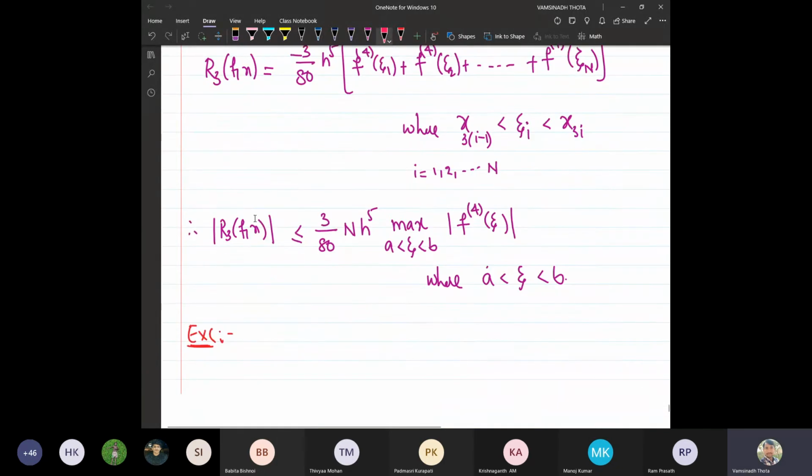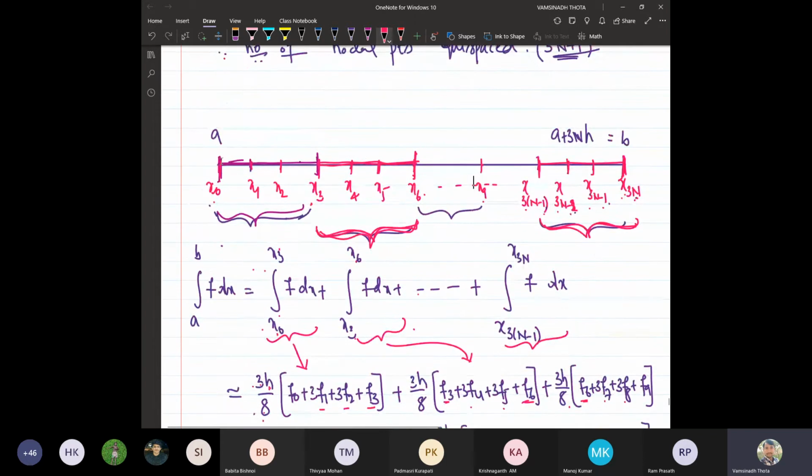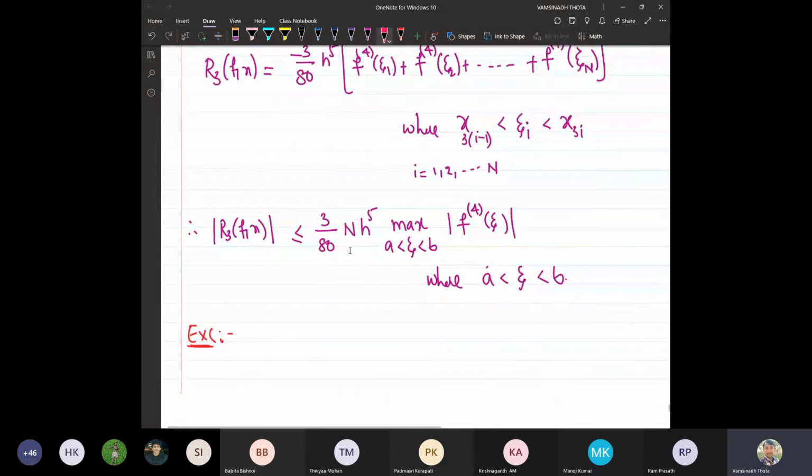If you consider the modulus of this error term, it is always less than or equal to 3 by 80 times, and now how many xis will be there here? Capital N will be there, capital N only, not 3n. Why? Because we are not applying the Simpson's 3/8 rule in each subinterval. We are taking a combination of 3. So this entire thing gives 1 xi1, this entire thing gives 1 xi2, and similarly this entire thing is 1 xi_n. So there will be capital N xis, times h to the power 5. Here h is also fixed: b minus a upon 3 times capital N.